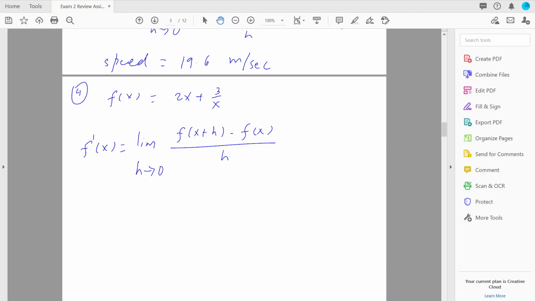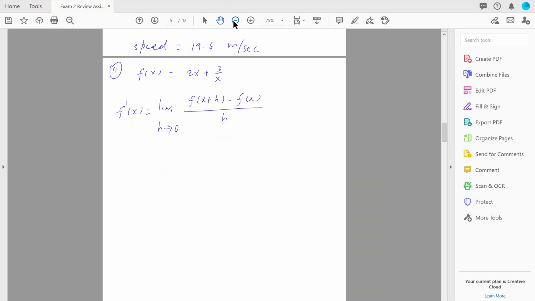This is just a simplification and finding the limit. Okay, so if you plug the value of f of x plus h, this is the expression you are going to get. Let me do it here. f of x plus h is 2 times x plus h plus 3 over x plus h. f of x is 2x, and because of this negative sign, this positive becomes negative 3 over x, over h.